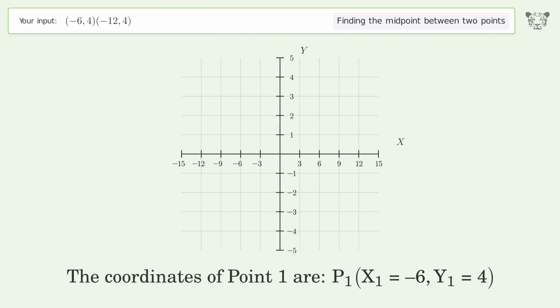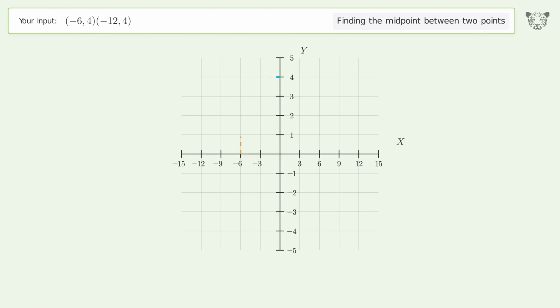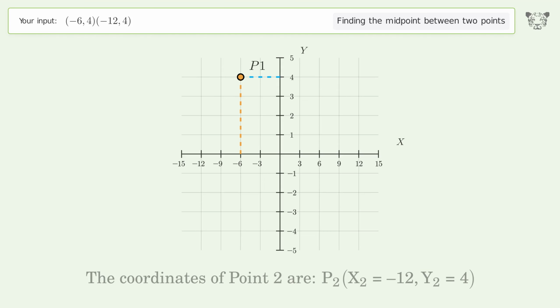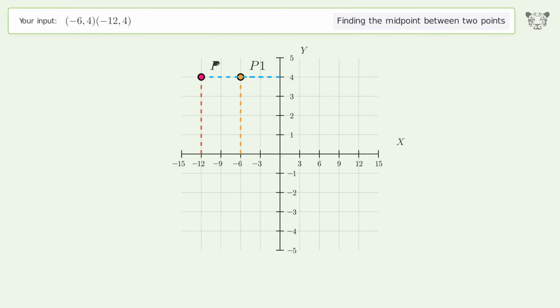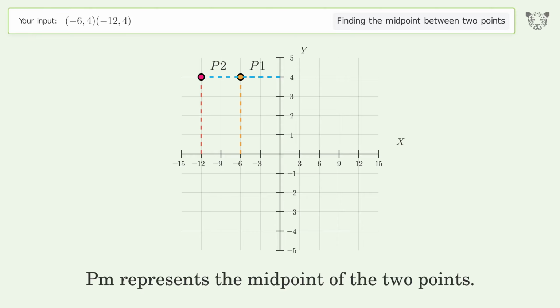The coordinates of point 1 are x1 equals -6, y1 equals 4. The coordinates of point 2 are x2 equals -12, y2 equals 4. PM represents the midpoint of the 2 points.